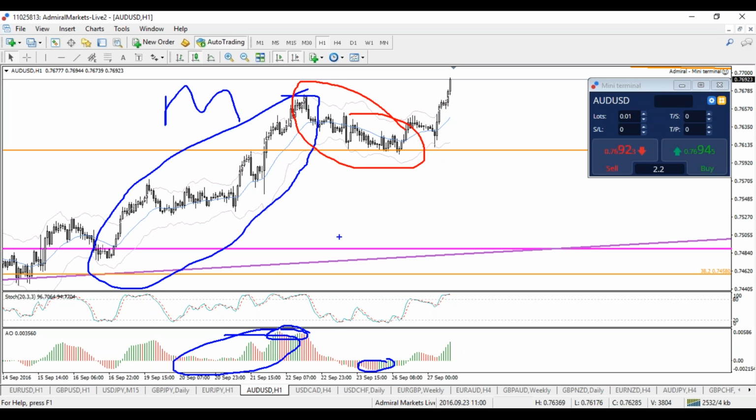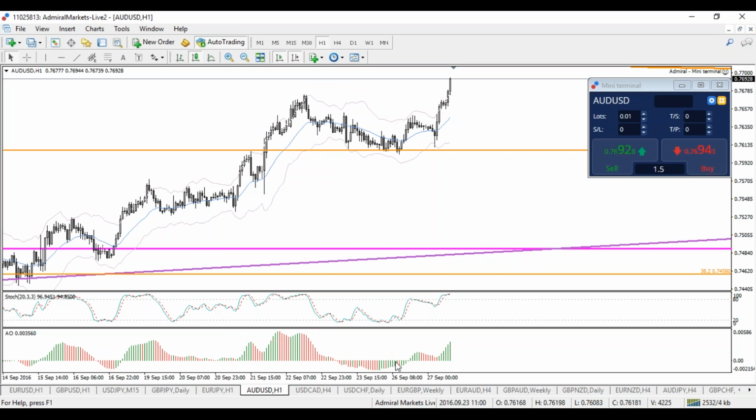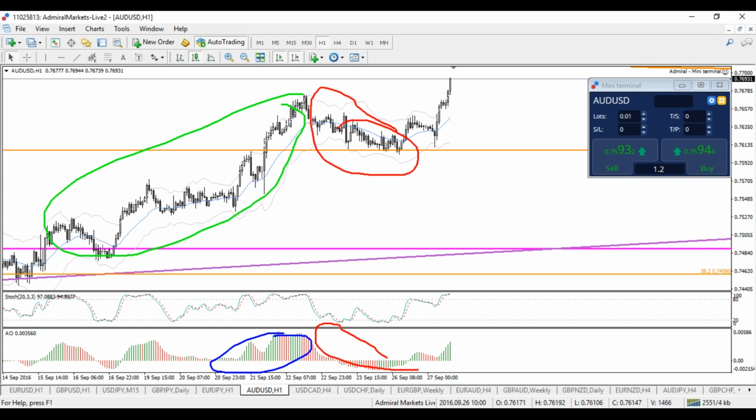It's easy to see what is momentum. It's easy to see what is correction. It is easy to see it when you see it. Look at the awesome oscillator and the power that is shown here. The price movement it made compared to this distance traveled, and this distance traveled compared to here. Very easy to see it.